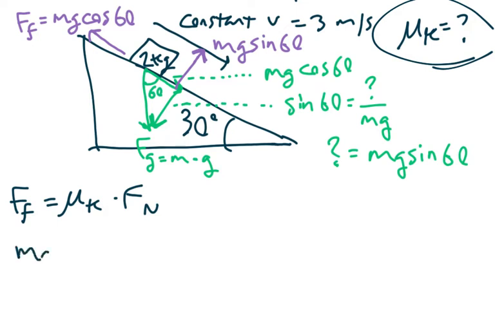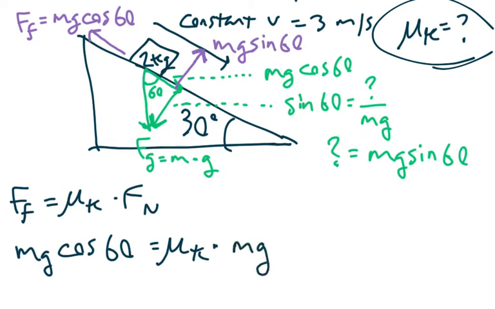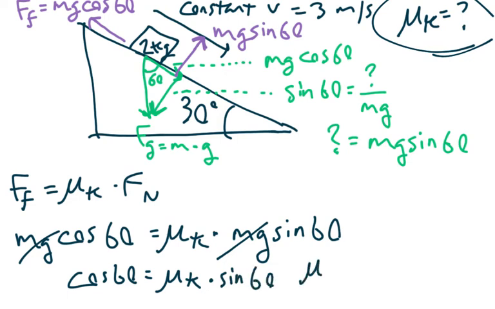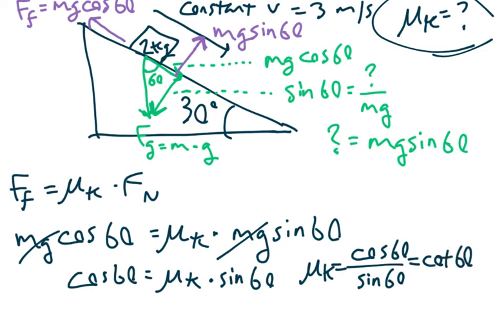So we've got mg cosine of 60 equals our kinetic friction constant times the other thing, the normal force, which is mg sine 60. And this actually works out pretty nicely because we can cancel mg, or the mass, times the acceleration due to gravity out of both sides. And then we get cosine 60 equals mu k times sine 60. And so our kinetic friction force, or not force, constant, is going to be equal to cosine 60 divided by sine 60, which, if I remember right, is the same thing as the cotangent of 60. And you can just plug that into your calculator. So that's how to deal with the awful beasts that are inclined planes.